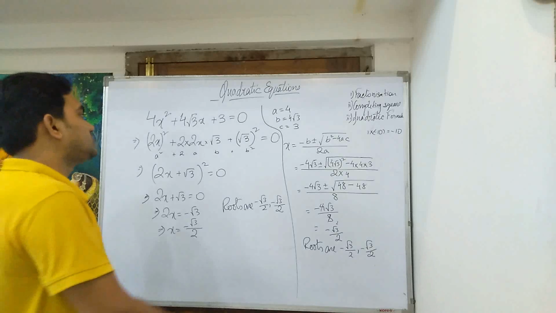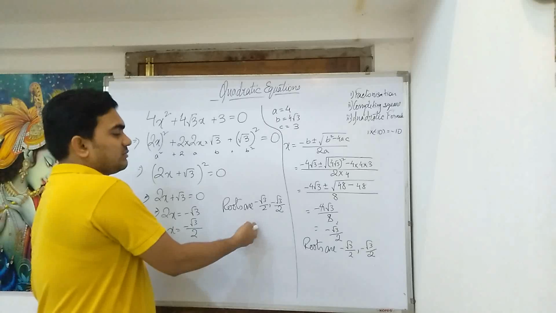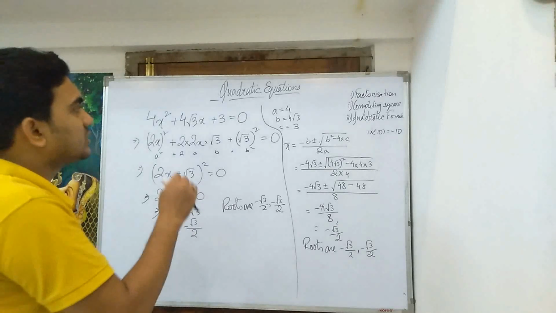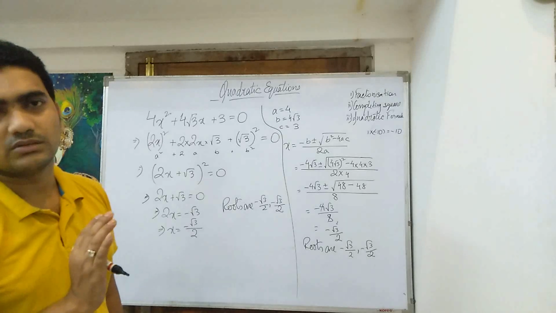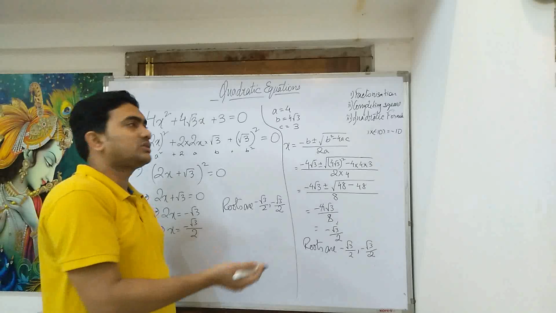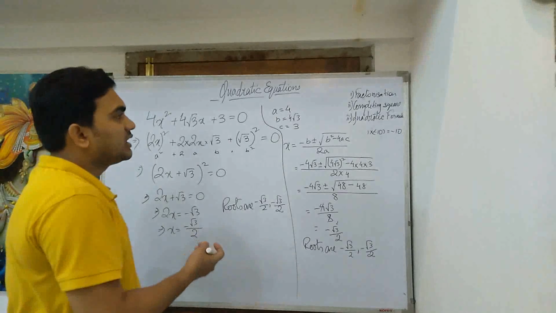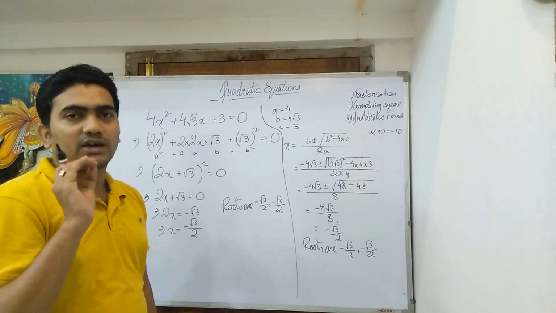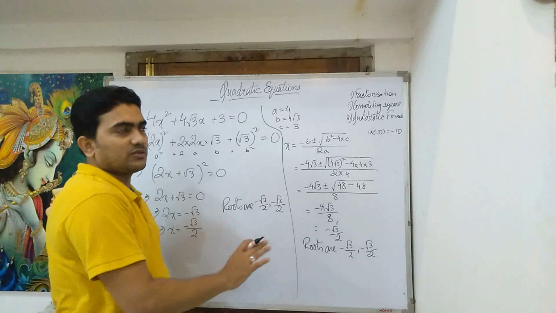So whether we use the completing square method or the quadratic method, the results are always the same. Even if we use the factorization method, the result is going to be the same. The only thing is the demand of the question. If the question asks you to do it with the help of factorization method, you go for factorization method. If it asks for completing square method, you go for completing square method. If it asks for quadratic formula, then you go for quadratic formula. And if nothing is asked, you have the free will to do the sum using any of the methods.